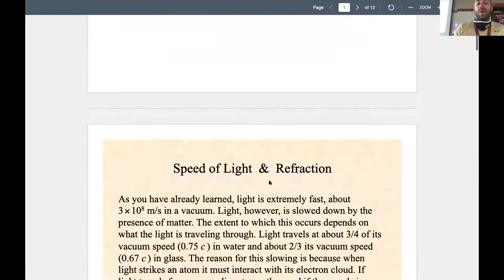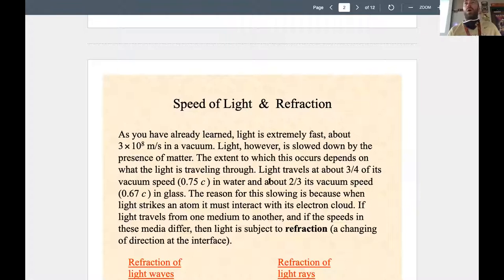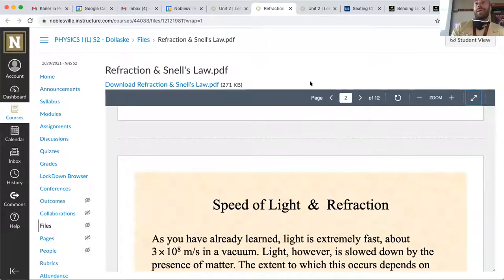This PowerPoint is available to you. We're going to go through our document camera notes, and then we'll go through our demonstrations using our piece of plastic, our piece of glass, and then our water, just to see how that refraction takes place. The notes are available to you as a secondary resource, but we're going to create our own notes to make sure that we're on the same page.